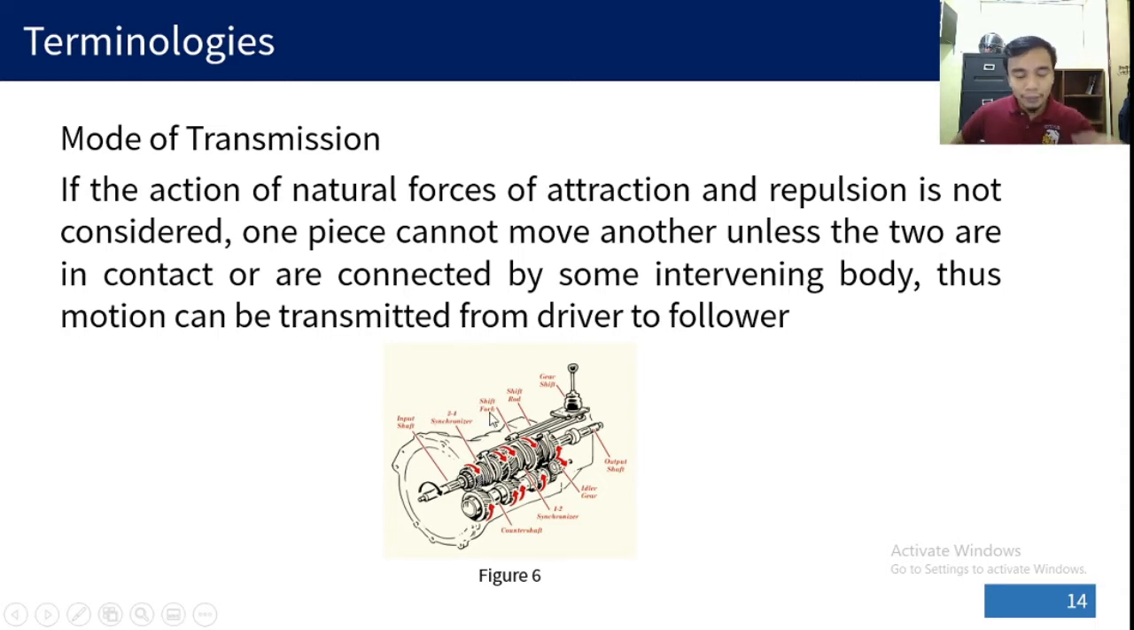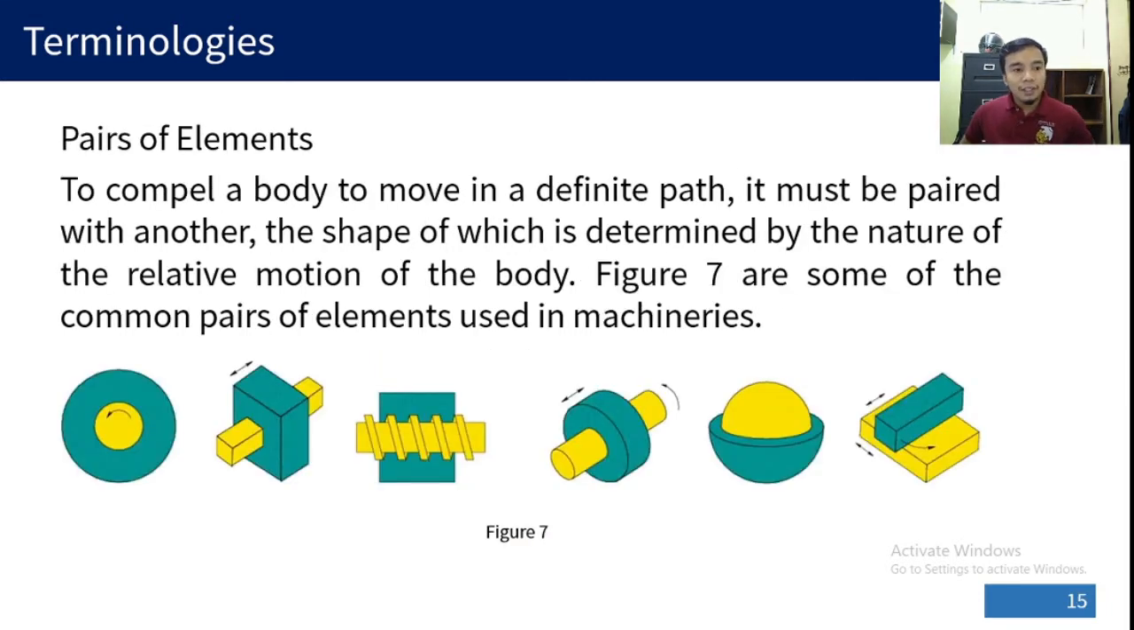So going back, what is the requirement for transmission of motion? The two intervening bodies or two pieces of mechanism must be in contact. So, pairs of elements: we discussed that two pieces of mechanism in contact are called pairs of elements. To compel or cause a body to move in a definite path, we must pair it with another piece of mechanism or machine element, where the shape of a machine element determines the nature of the relative motion of that pair.